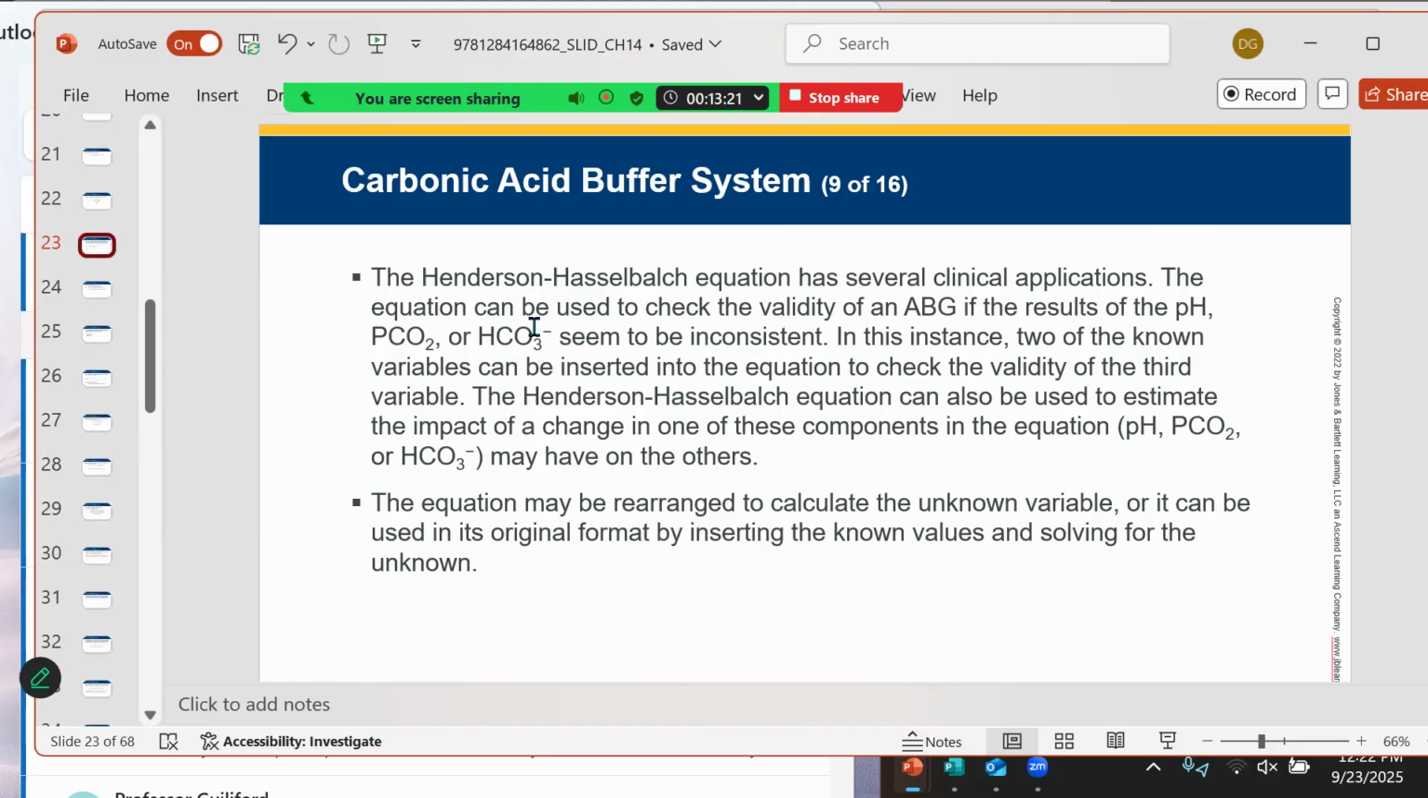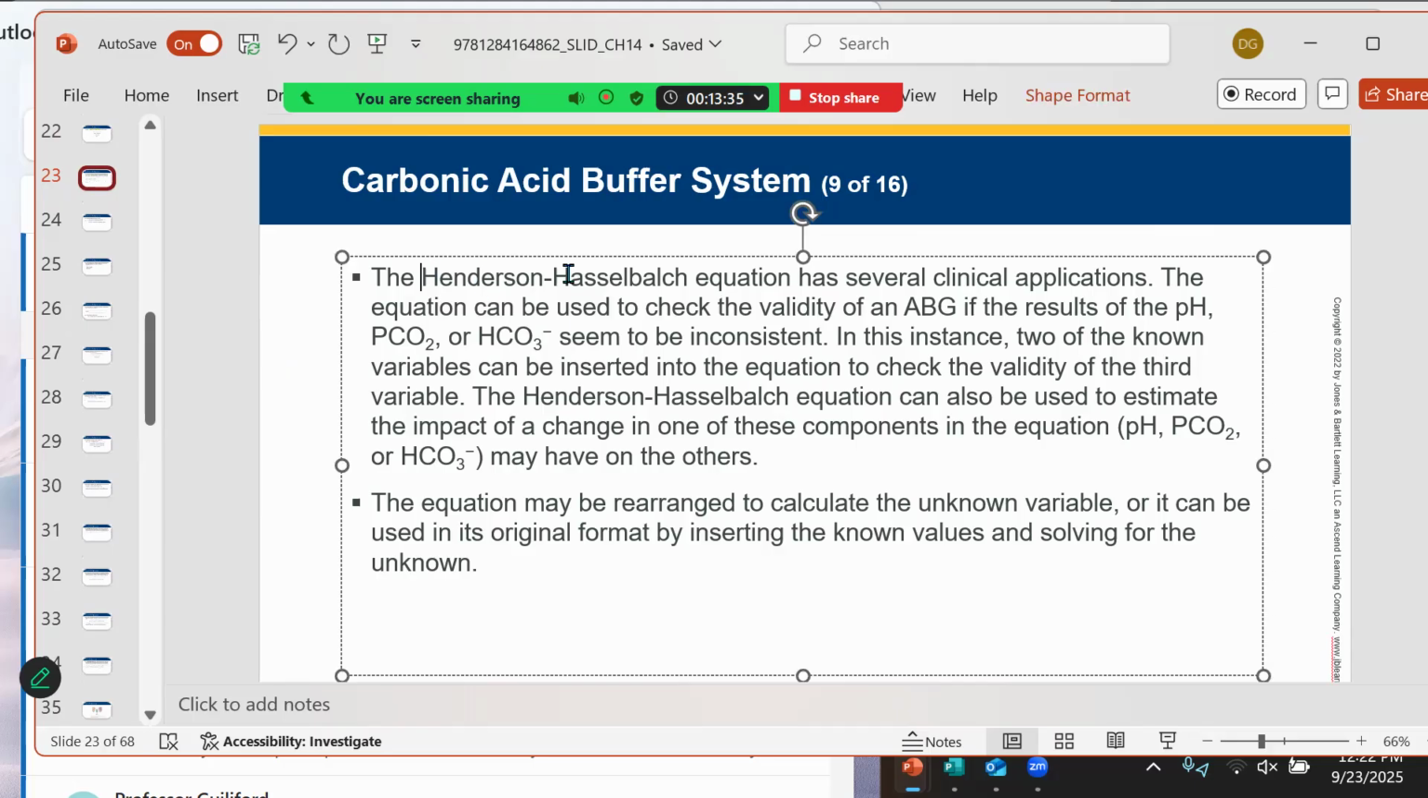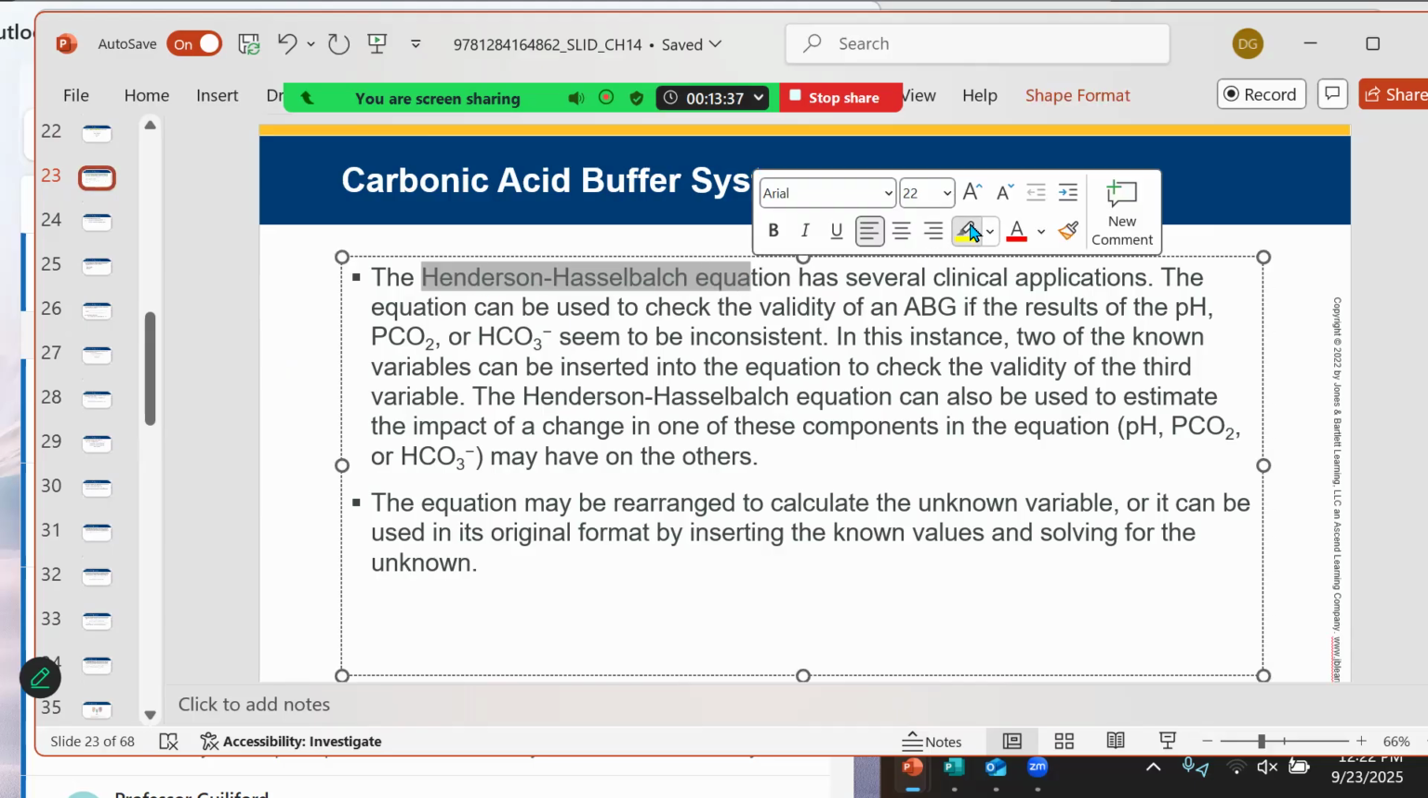The Henderson-Hasselbalch equation is what does this for us. It's really quite remarkable that it can do all this for us. Some of the values that we actually report in a blood gas are not measured; they're calculated using this formula. Now you don't have to do that math.